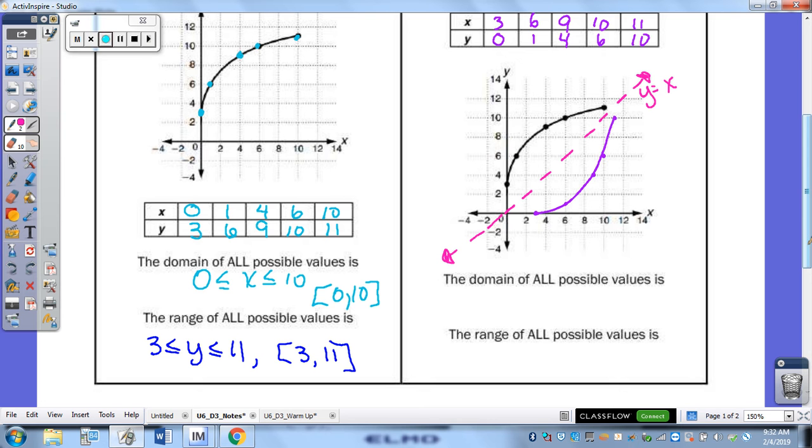So of our new graph, all possible domain values would go from 3 less than or equal to x less than or equal to 11, or 3 bracket 11. And then our range would go from 0 to 10.